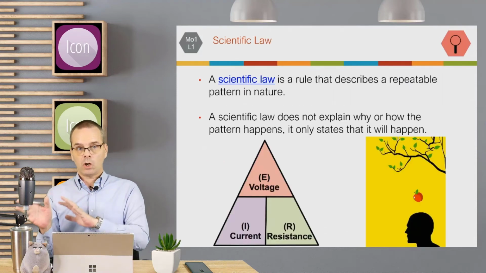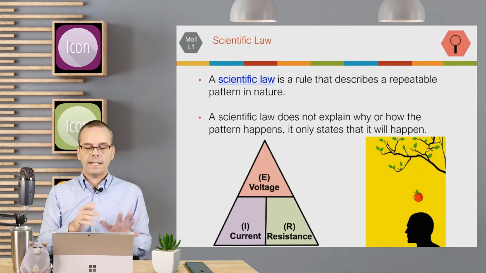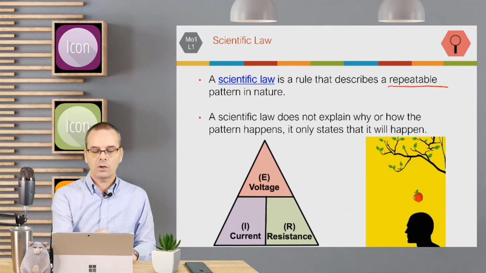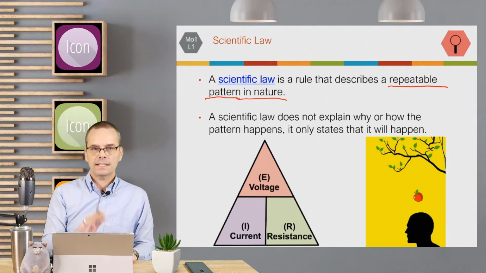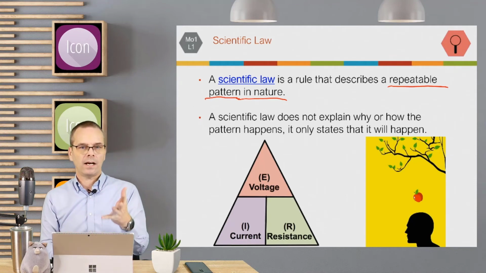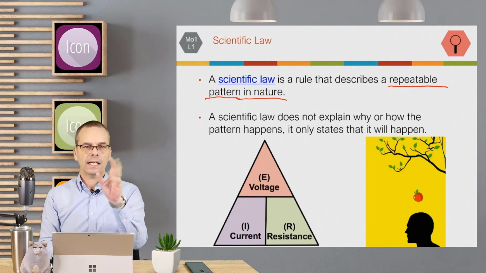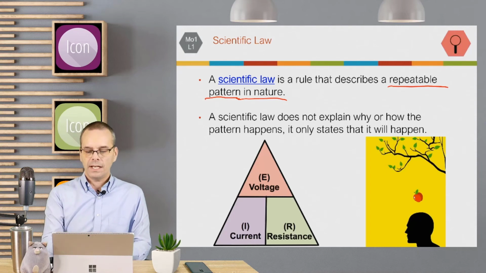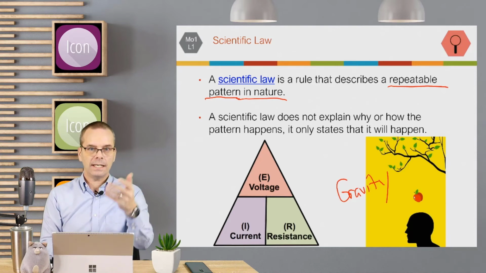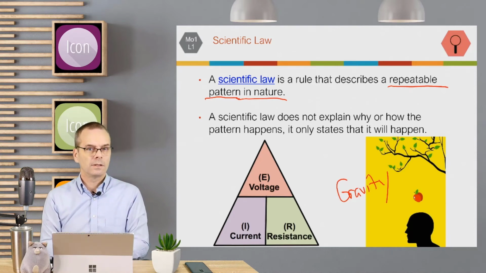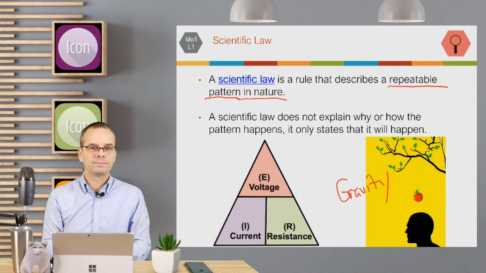Now, a scientific law is a rule that describes a repeatable pattern in nature. It happens again and again and again. So it does not explain the why or the how. It only states exactly what is going to happen. And a good example of this is gravity. It happens again and again. We don't know why, but we do know what's going to happen.